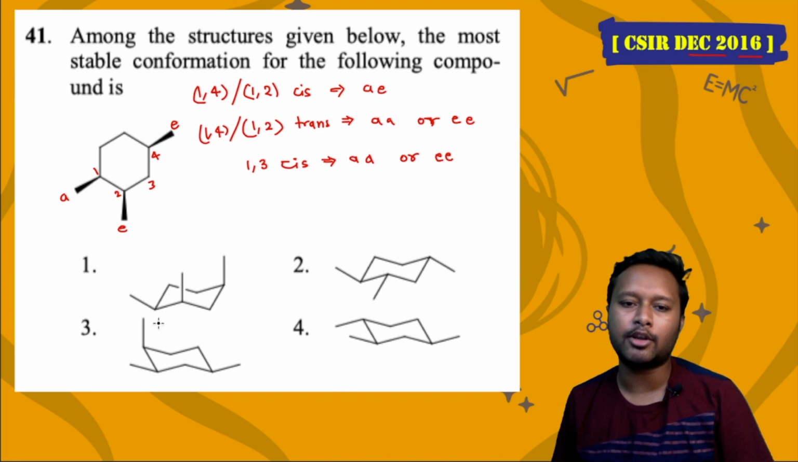Look at the options now. You can see that only option number 3 has that, where one of the methyl groups is axial and the other two methyl groups are on the equatorial position. The rest of them are not correct.